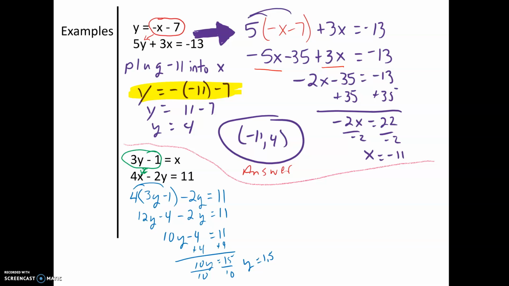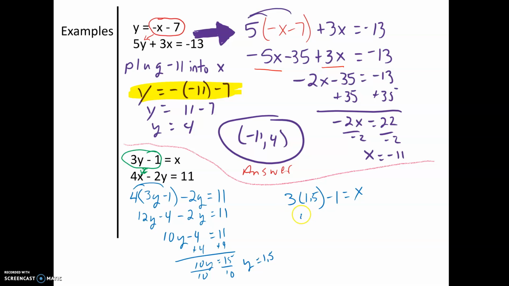All right, so now that I've got 1.5 for my y value, and just because it's a decimal, that doesn't make it anything crazy. It's fine. You can use a calculator to help you out if you need to. I'm going to go into that first equation, and instead of it saying 3 times y, it's now going to be 3 times 1.5 minus 1 equals x.